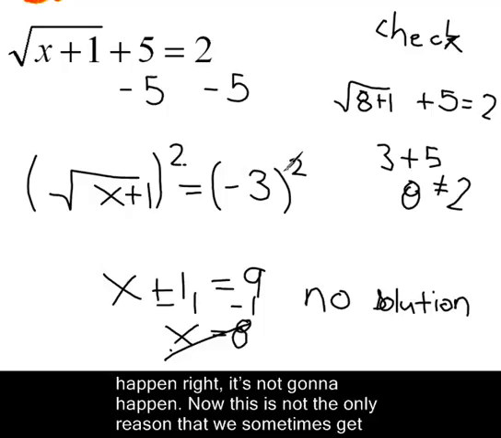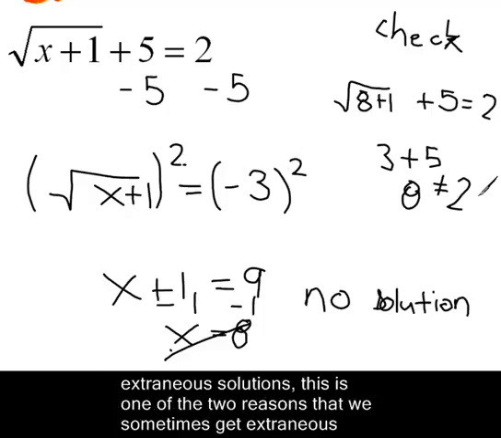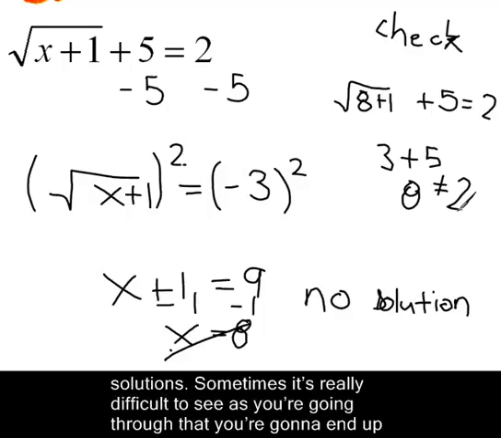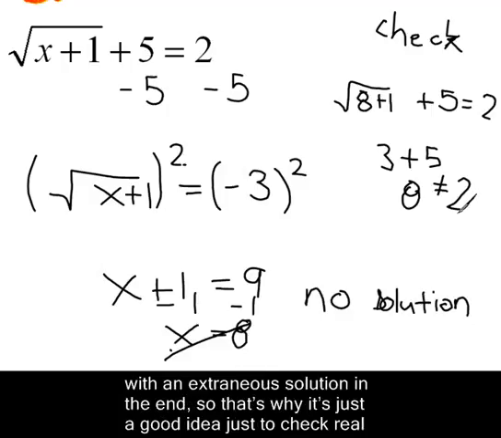Now, this is not the only reason that we sometimes get extraneous solutions. This is one of the 2 reasons that we sometimes get extraneous solutions. Sometimes it's really difficult to see as you're going through that you're going to end up with an extraneous solution in the end. So that's why it's just a good idea to check real quick, right?